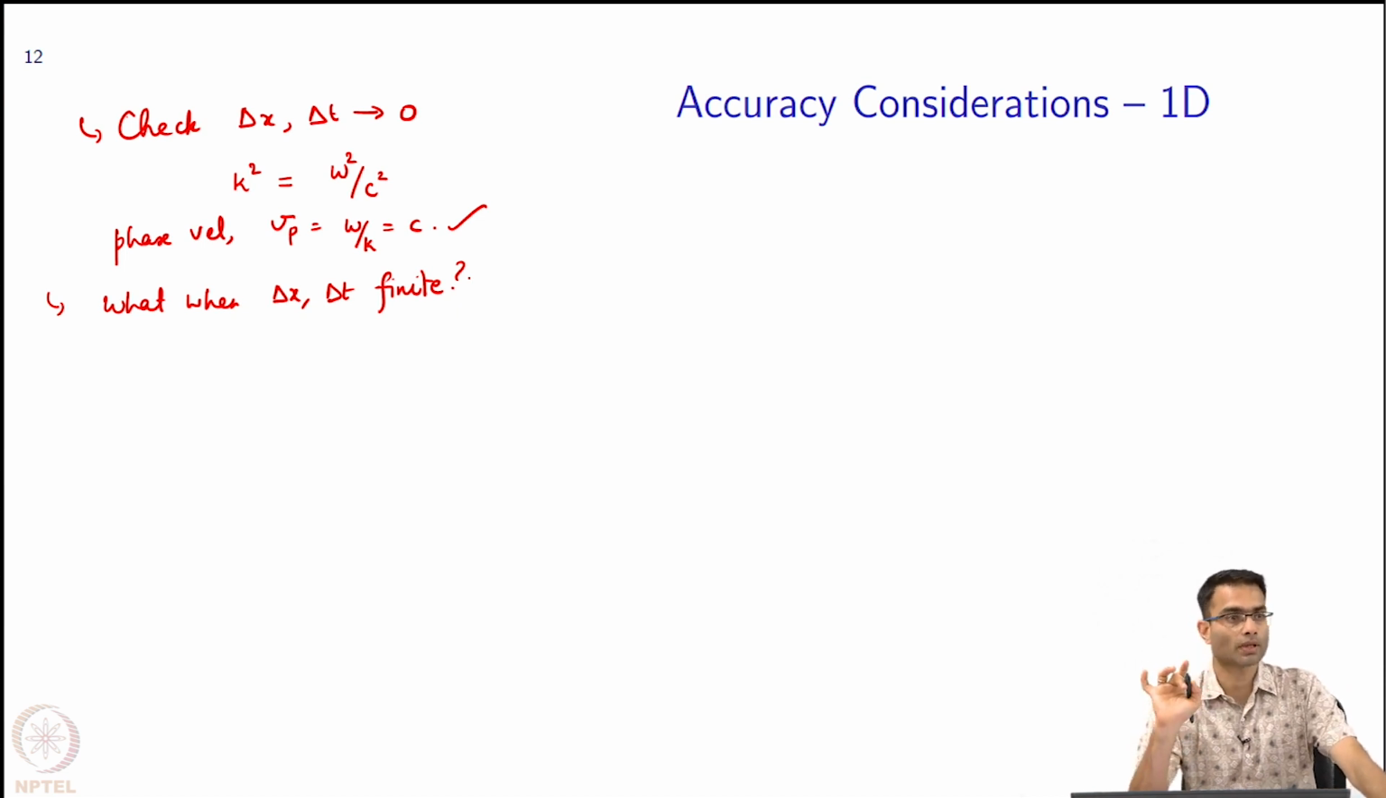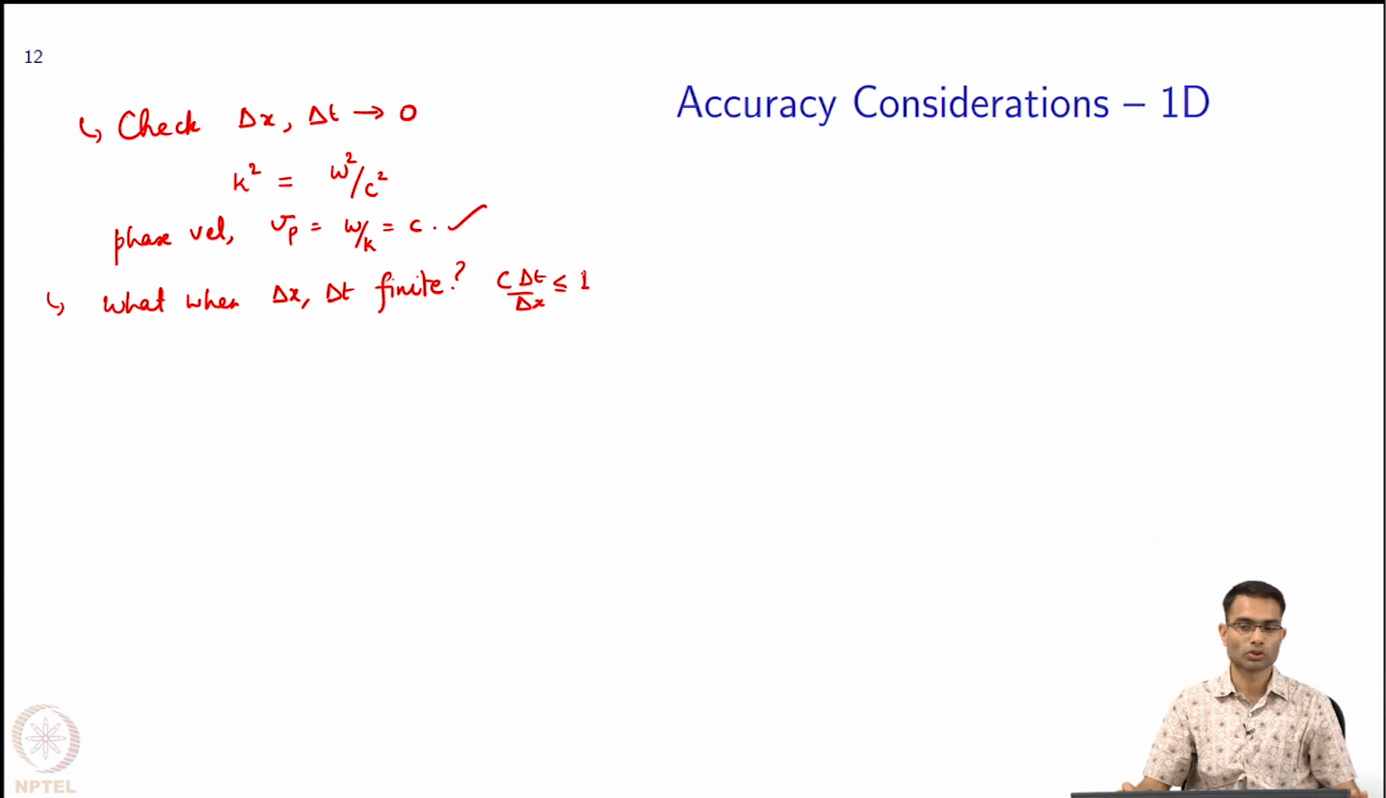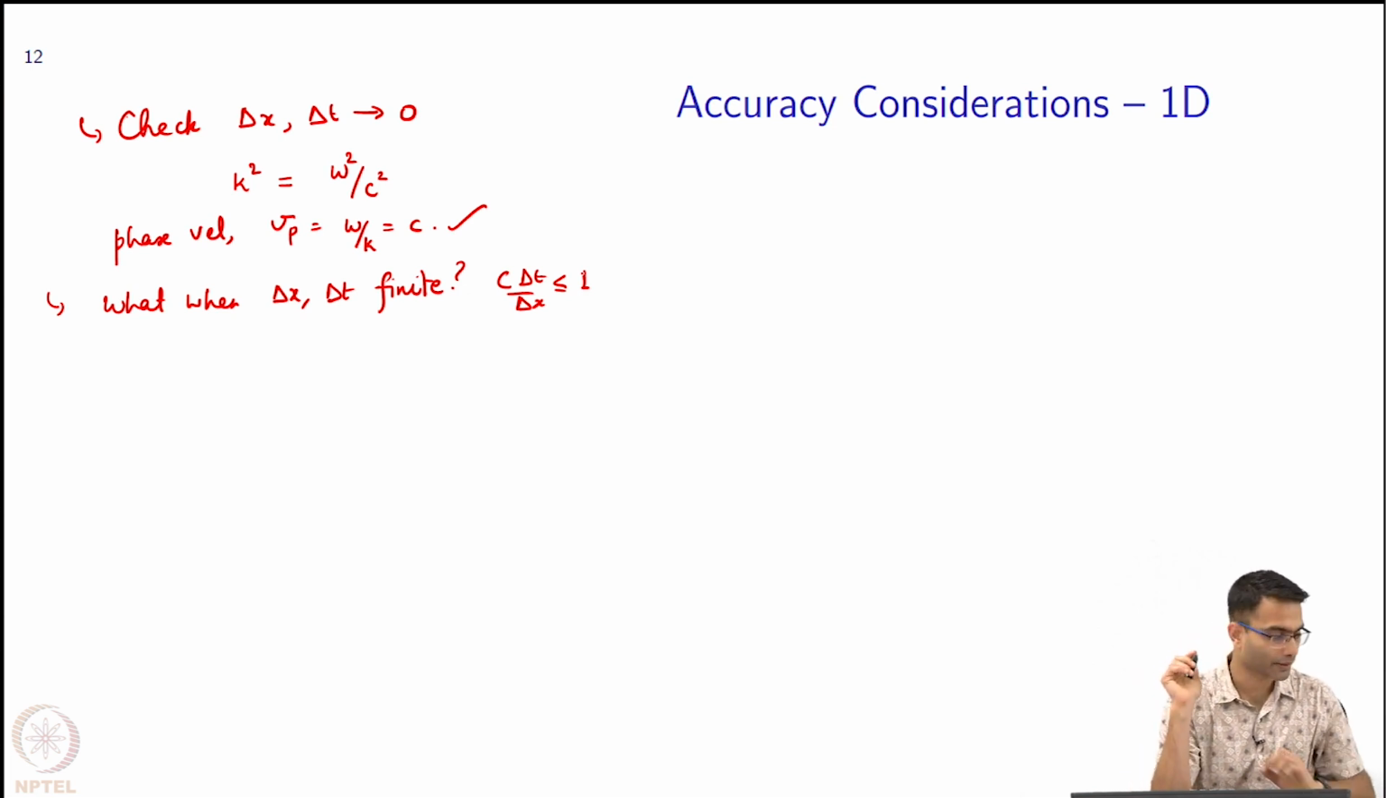So, we are still in the Courant condition, right. We are still saying that c delta t by delta x is less than 1, but they are finite numbers. If the Courant criteria is not satisfied, I do not get a wave like solution, but now I am within the Courant condition, but these are finite. So, will this condition still be satisfied?